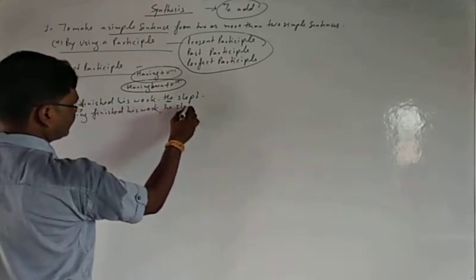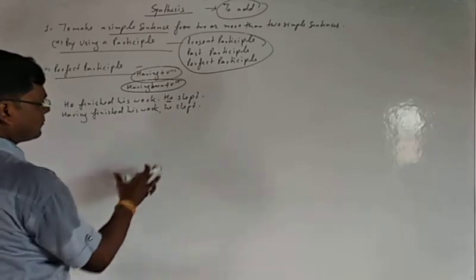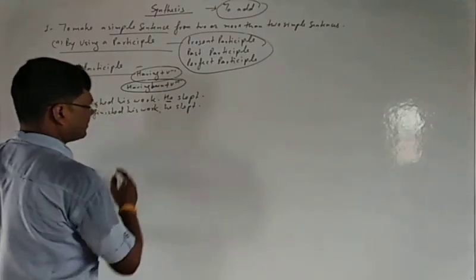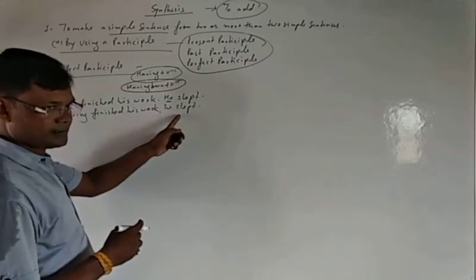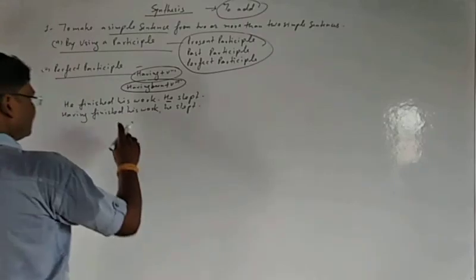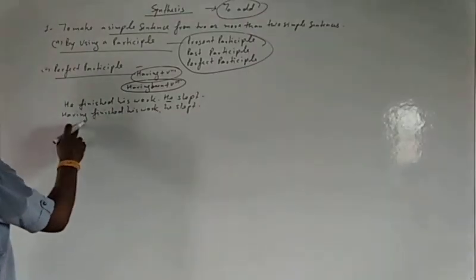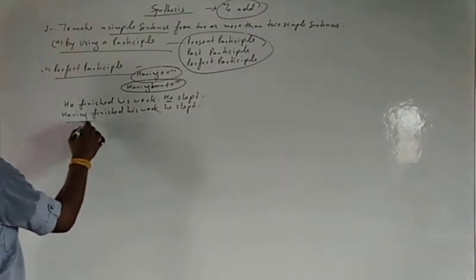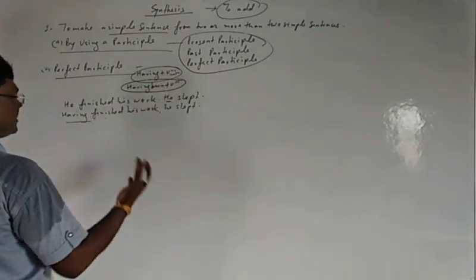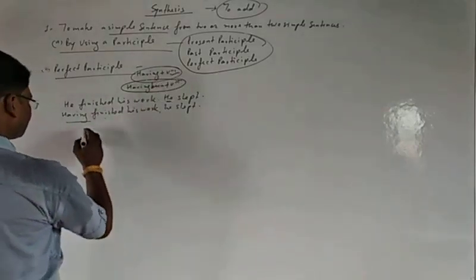he slept. While combining them, you will have to put a comma before we start the second sentence. Clear? Comma. It was in active mood, that is why having plus verb third was used. Now see passive mood.